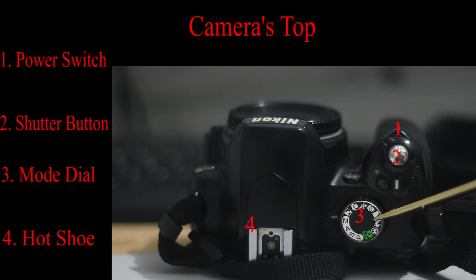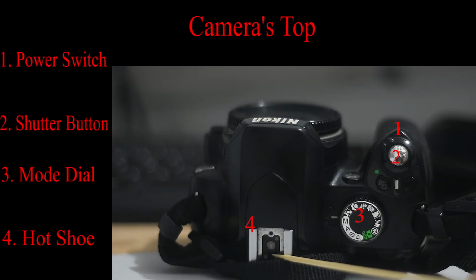This is the mode dial. You turn this dial to select the shooting mode according to the scene you want to capture. The shooting modes are largely divided into two different zones, the creative zone and the basic zone. The creative zone allows the user to select and set functions according to their intended purpose. It means manually. In the basic zone, the camera automatically selects the appropriate settings according to the selected scene.